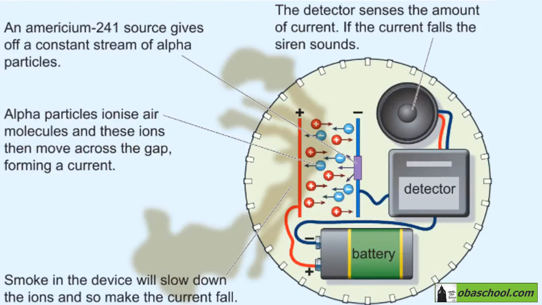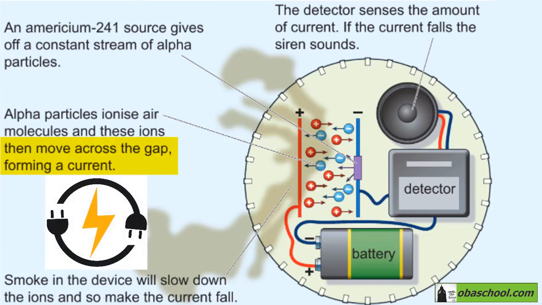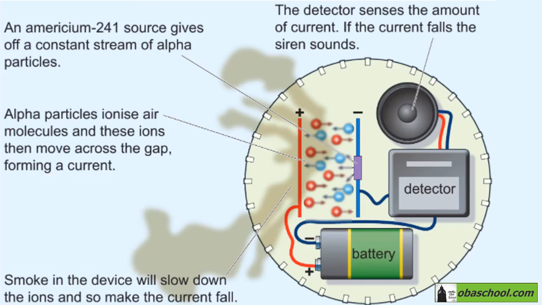These ionized molecules of the air are attracted to plates with an opposite charge and so allow a small electrical current to flow. As long as this current is flowing, the alarm will not sound. However, when the smoke fills the air gap, the smoke particles slow down the ions. This means that the current flowing across the gap decreases. Hence, the alarm sounds when the current drops below a certain level. This is how the smoke alarm works.